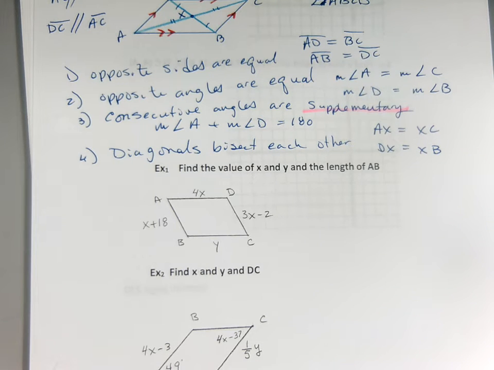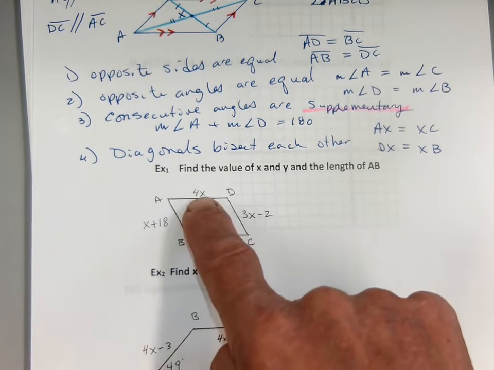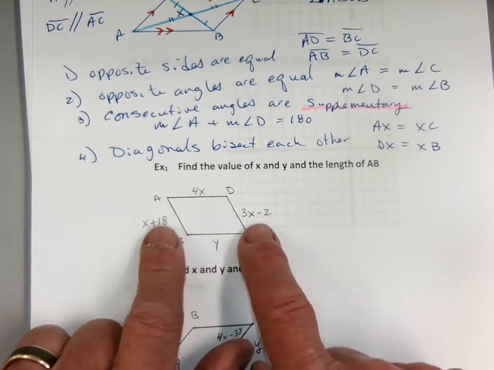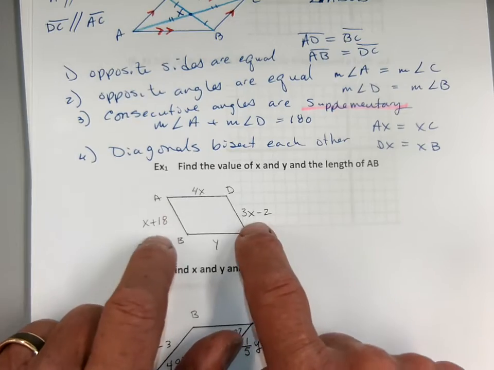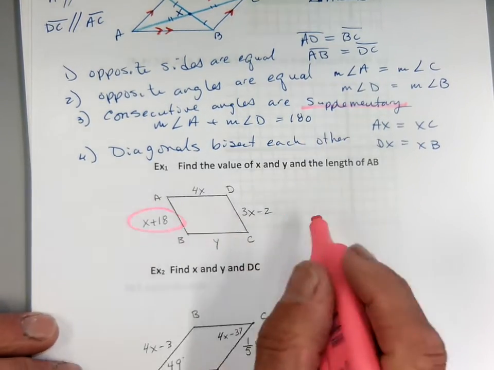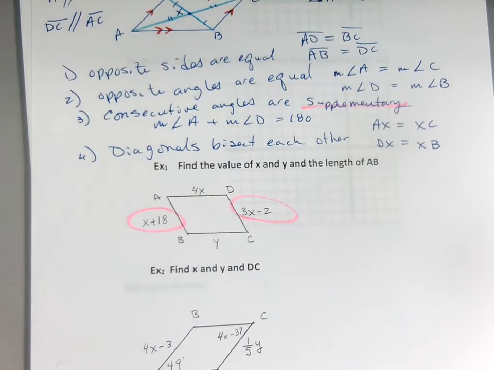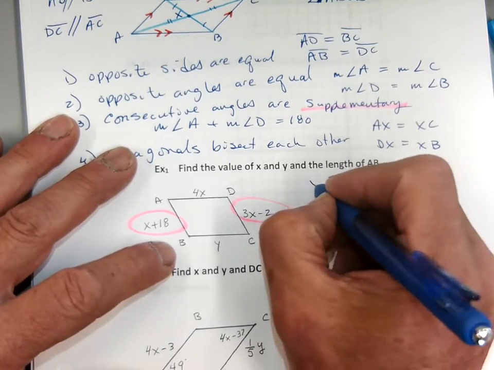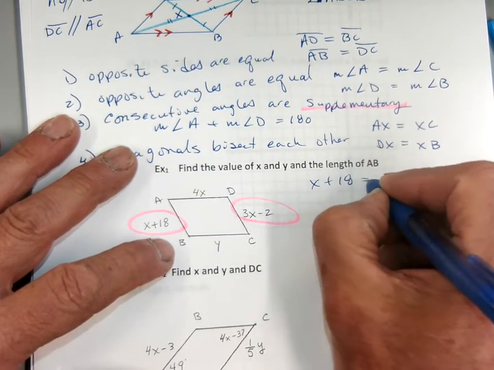Okay. So example 1, there's a parallelogram. If it's a parallelogram, find x, y, and the length of AB. When I look at this problem, 4x and y, two different variables. I'm not going to mess with it, but I'm going to start right here. Those two are equal, and I can solve for x. You guys agree? I'm going to start with x plus 18 equals 3x minus 2. I know these two sides are equal because it's a parallelogram. So x plus 18 has to equal 3x minus 2.